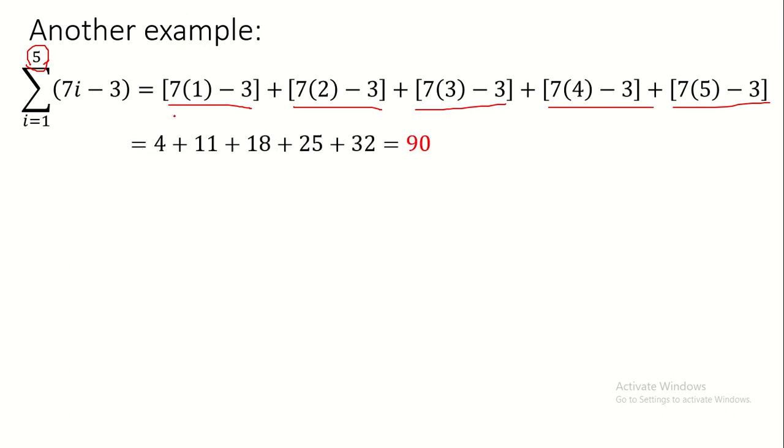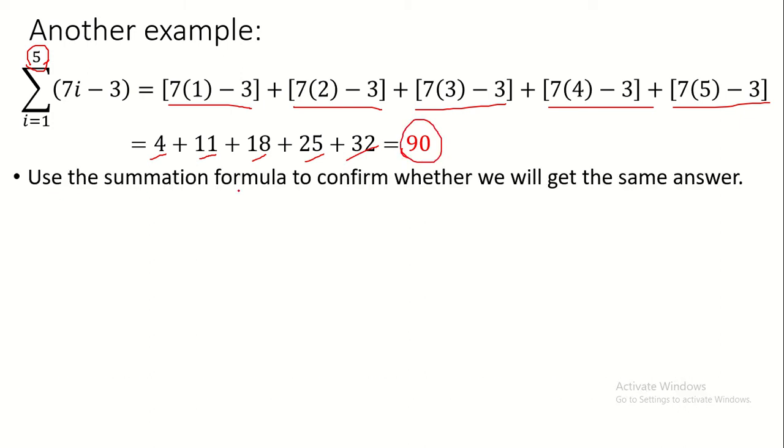Okay, so that's equal to, for this one, 7 times 1 is 7, 7 minus 3 is 4. Plus 7 times 2 is 14, minus 3 is 11. Plus 7 times 3 is 21, 21 minus 3 is 18. Plus 7 times 4 is 28, 28 minus 3 is 25. And then 7 times 5 is 35, minus 3 is 32. So if we add all of this, it will be equal to 90.